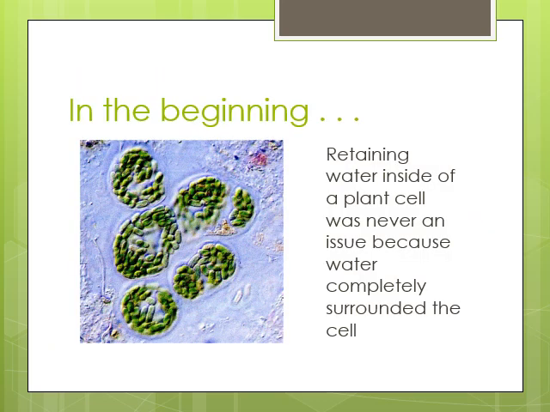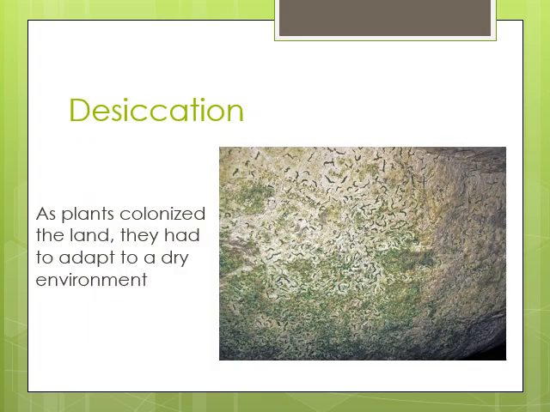Early on, retaining water inside was not a problem. You could always grab more from around you. But later, as they got on land, it became a major issue. Plants, when they get on land, when they don't have water, undergo what's called desiccation. That means that they dry out. As you can see, the plants along the windows are brown and dried and desiccated. If you were to remove all of the water out of a person, they would be a desiccated husk.